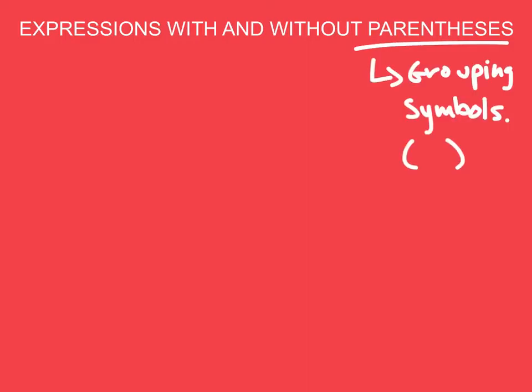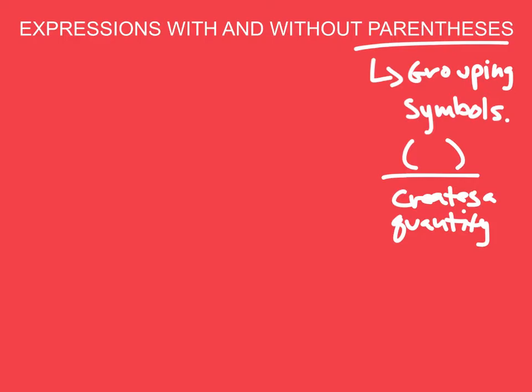Hi there. In this video, we're going to talk about expressions with and without parentheses. So let's talk about what parentheses are. Parentheses are simply grouping symbols. What this means is that I just want to put parentheses around a number and then I create a group. Another thing that I can say is that it creates a quantity. And sometimes we use that word quantity to show parentheses.